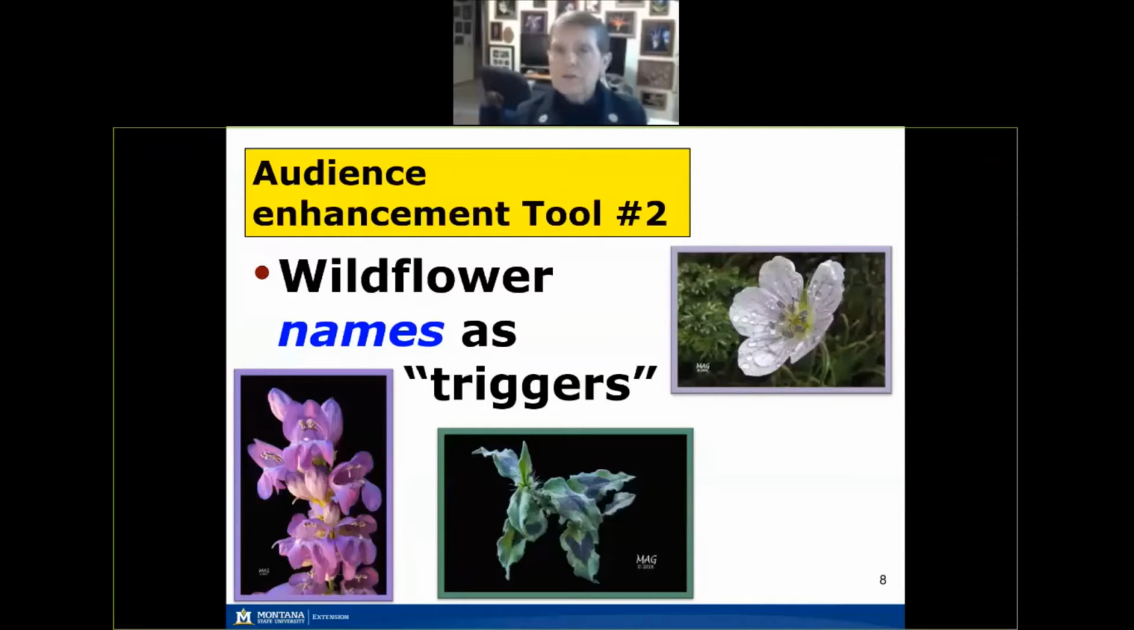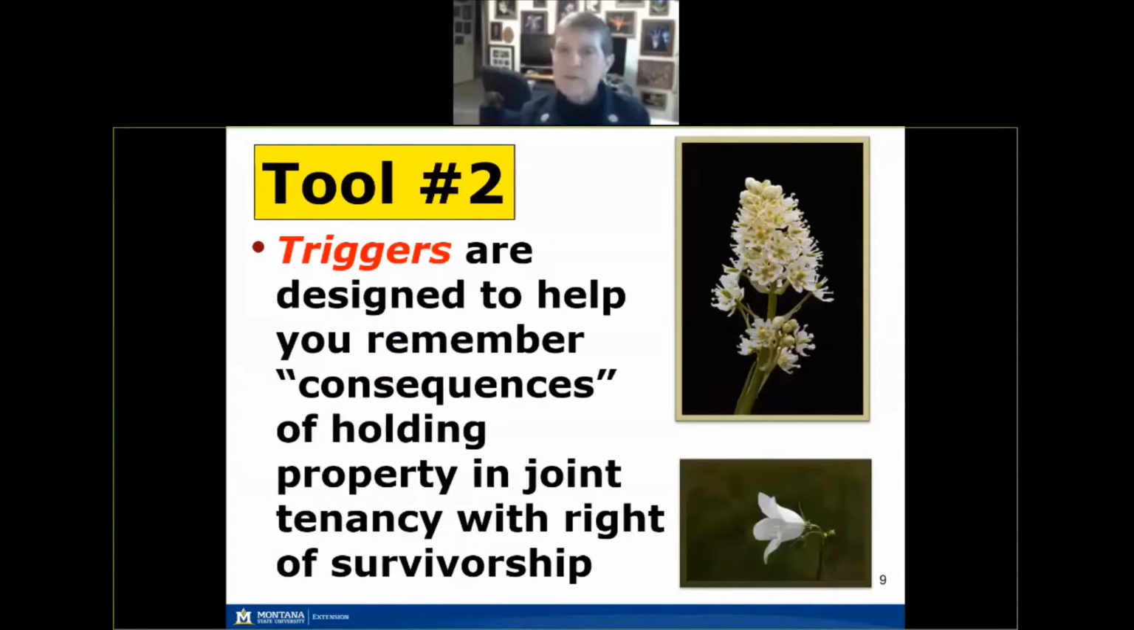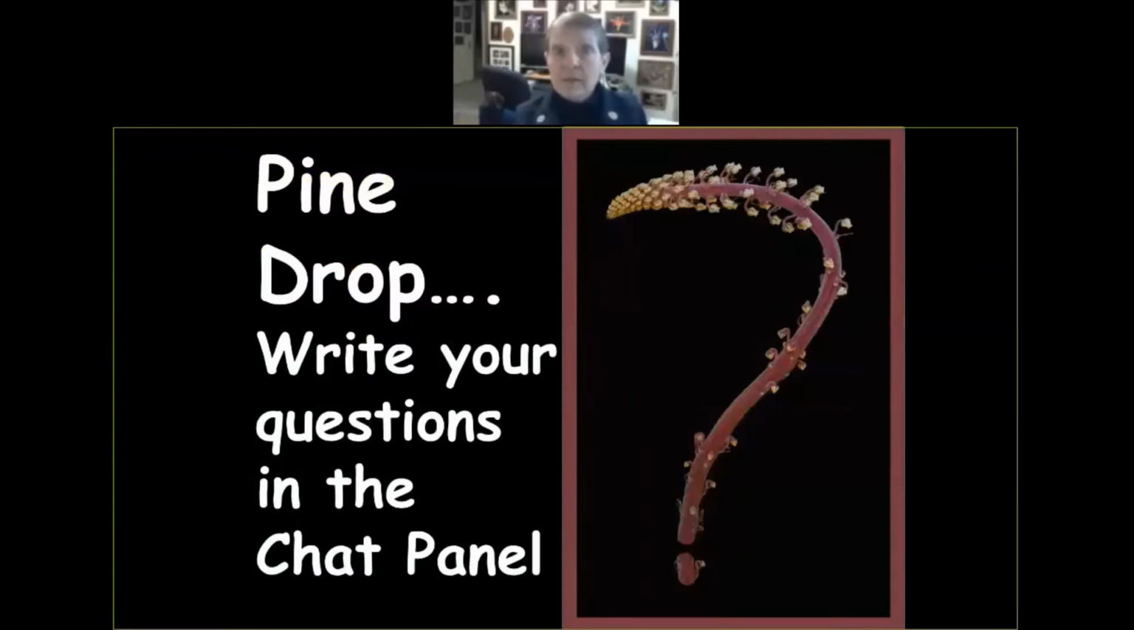And I think you'll see why when I use some of the names. But these triggers are designed to help you remember some of the consequences of joint tenancy property. Now, I'm not saying that joint tenancy is bad. It's very handy. It avoids probate. There's some very good benefits to it. But we also need to be aware there may be some consequences there that we didn't even think about.